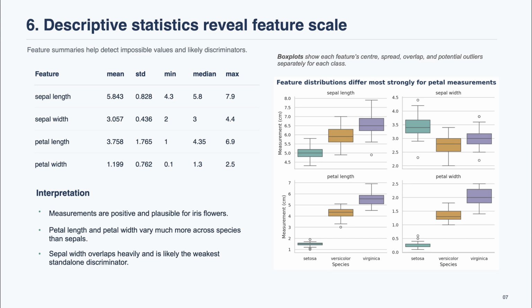The box plots confirm this visually. Setosa is clearly separated by petal dimensions, while versicolor and virginica show more overlap. Sepal width appears to overlap heavily across classes, which suggests that it may be the weakest standalone feature. This step is important because it allows us to build modeling expectations before training any model.